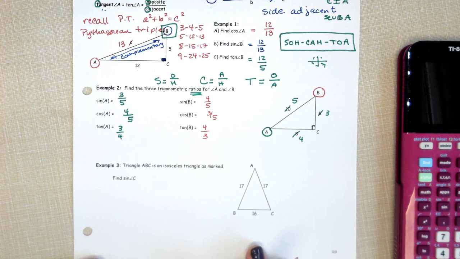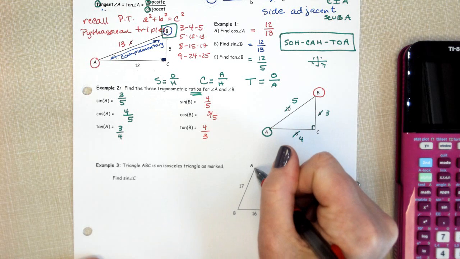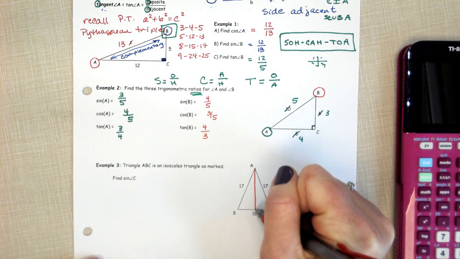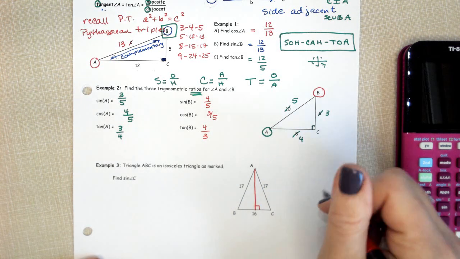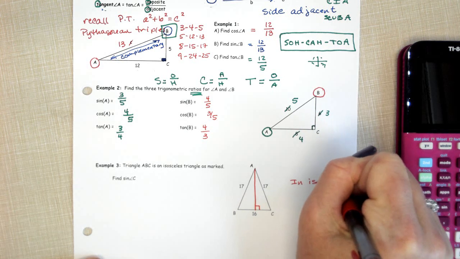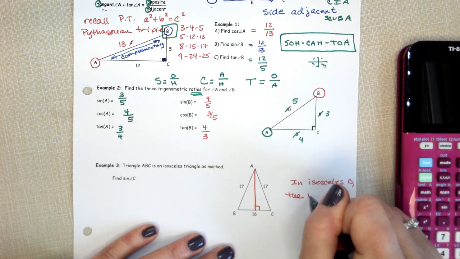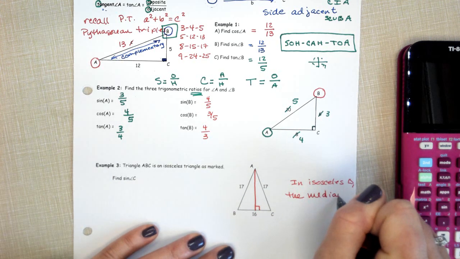All right. Triangle ABC is an isosceles triangle, as marked. Okay, so you're not going to remember this, but if I drop this altitude in an isosceles triangle, there's a little bit of a review: the median and altitude are the same thing.